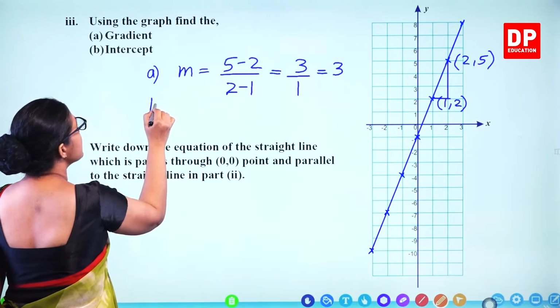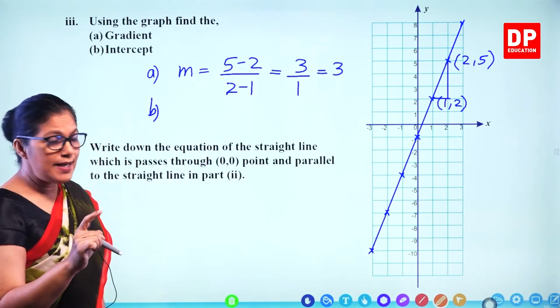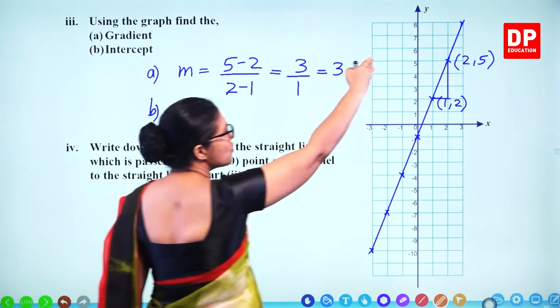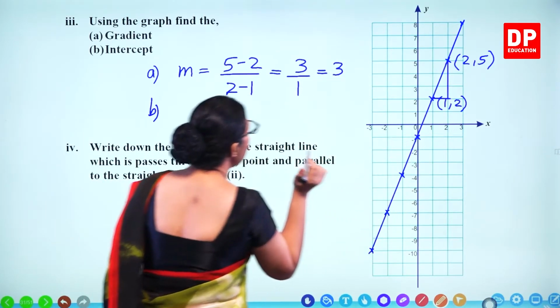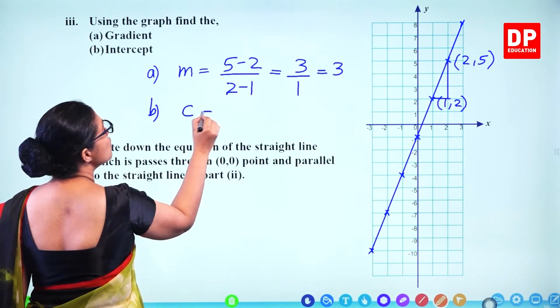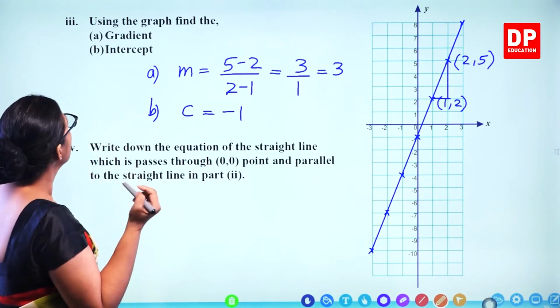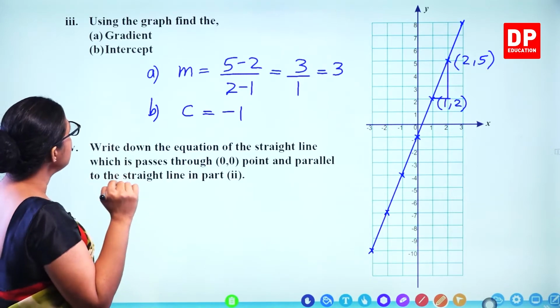What's the y-intercept? The y-intercept means where the line cuts the y-axis. So it cuts at minus 1. So c, the y-intercept, is minus 1. Now we know the gradient and intercept.